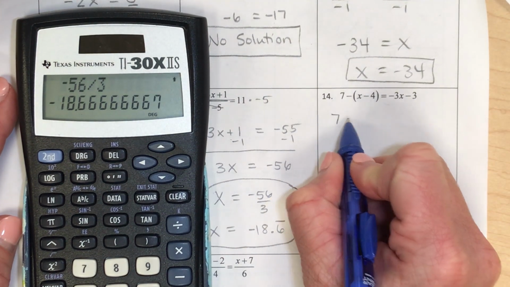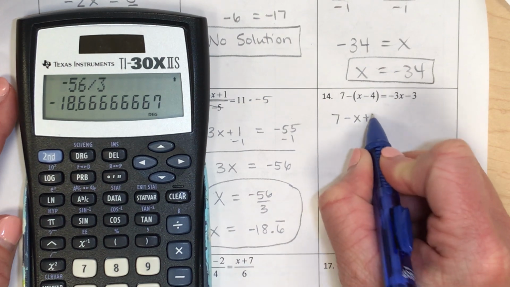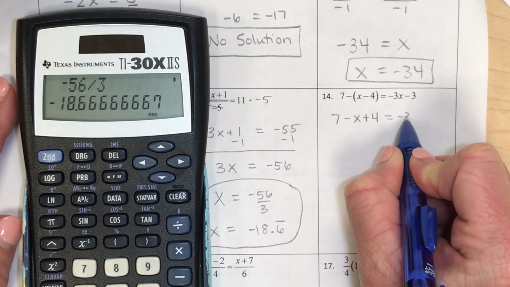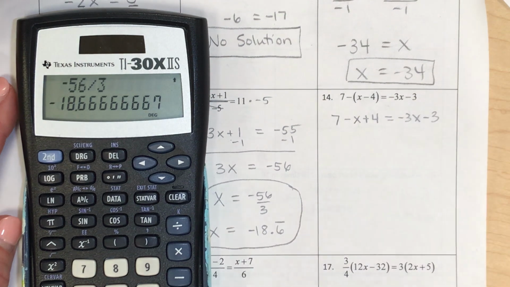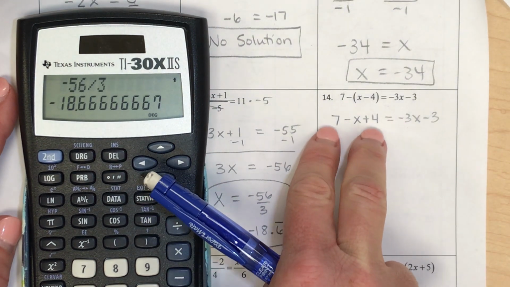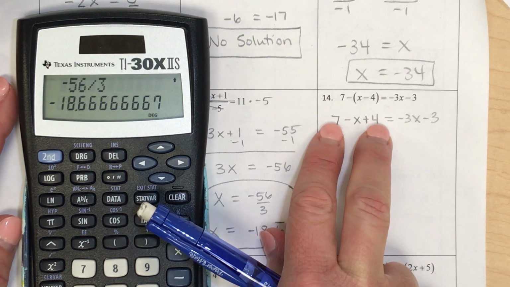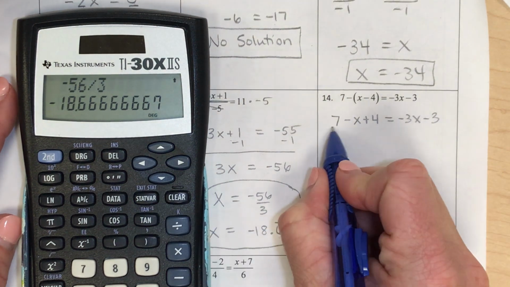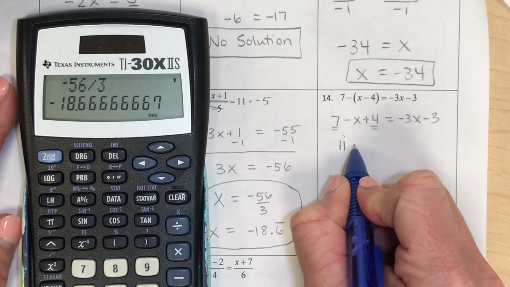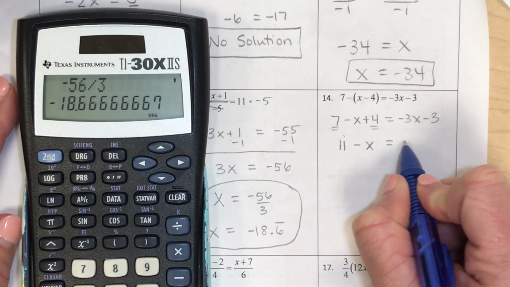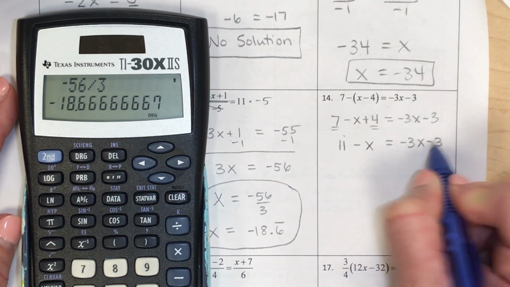So this is going to read now 7 minus x plus 4 will equal -3x minus 3. Now on the left side, on this side of the equal sign, I have multiple numbered terms. I'm going to combine them together. So 7 plus 4, if I combine those, would be 11 minus x. And that will still equal -3x minus 3.